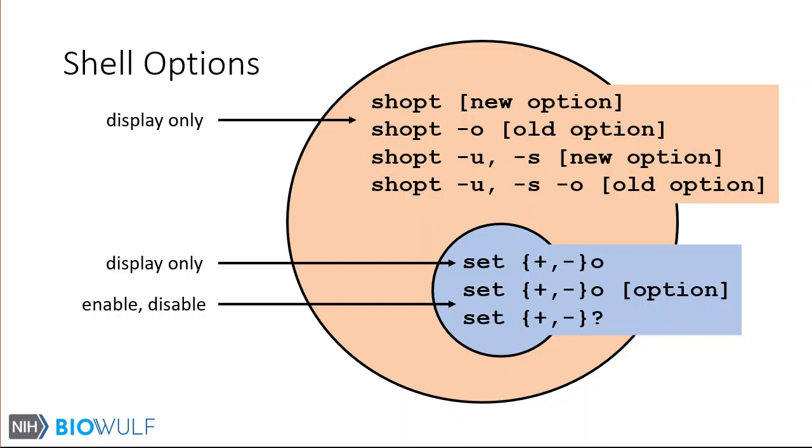To display options using shopt, type either shopt for new options or shopt -o for the old options. In both these cases, if no option argument is given, the configuration status of all options would be displayed. If an option is given, then only the configuration status would be displayed. To enable an option, you'd type shopt -s for set, followed by the option. To disable the option, you'd type shopt -u for unset, followed by the option.